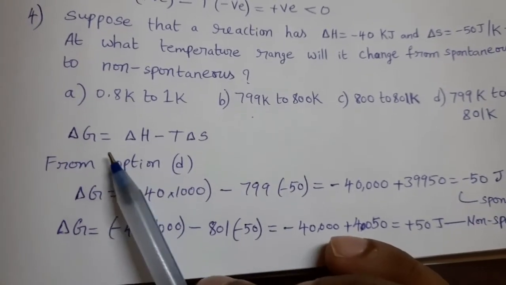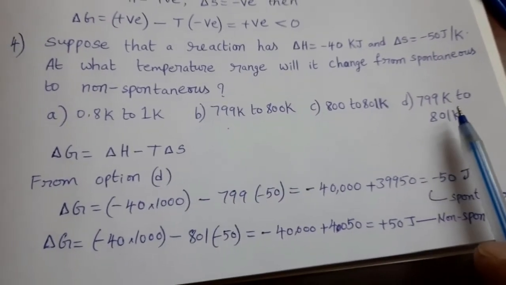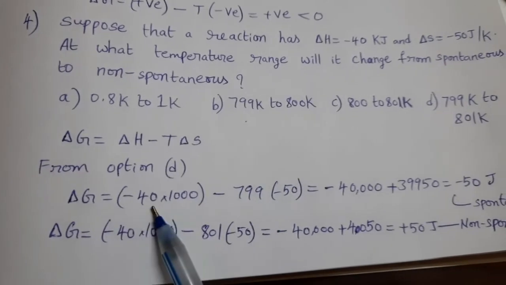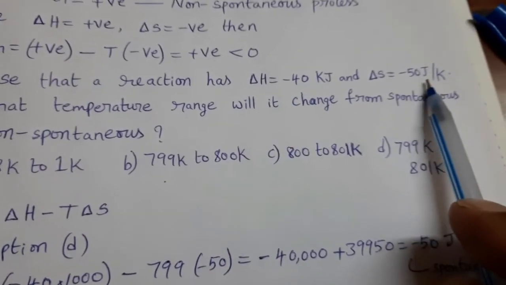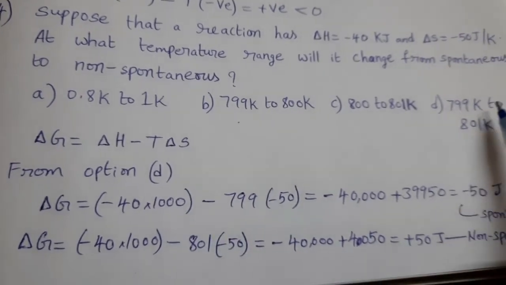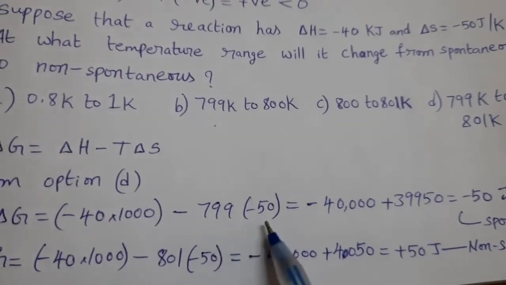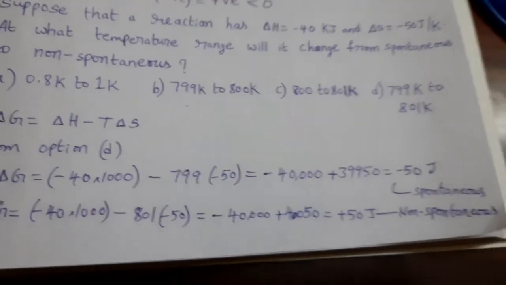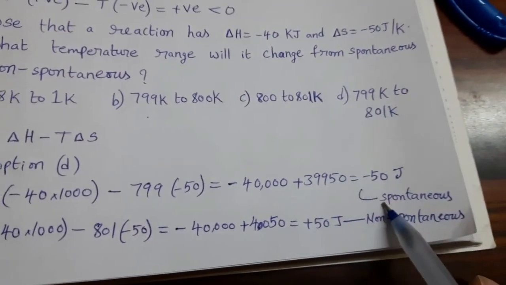So the useful formula for this, delta G equal to delta H minus T delta S. So from option D, substitute these temperature values in this formula. Delta G equal to minus 40 kilojoule they gave, but the delta S they gave in joules, so convert this into joules. Minus 40 into 1000 minus temperature, how much here? 799. Substitute this one. 799 into delta S, minus 50. So by doing the calculation we can get minus 50 joules. That means at the temperature 799 the process is spontaneous.